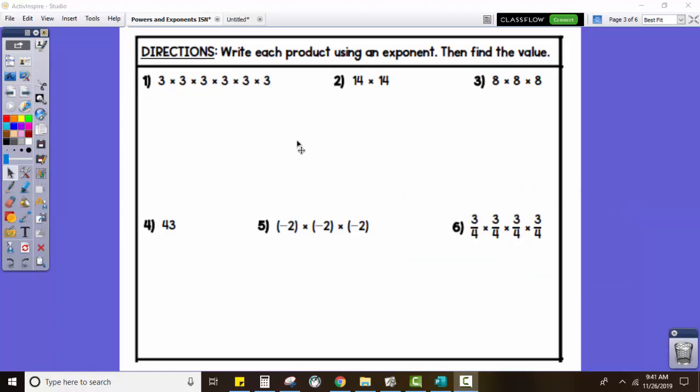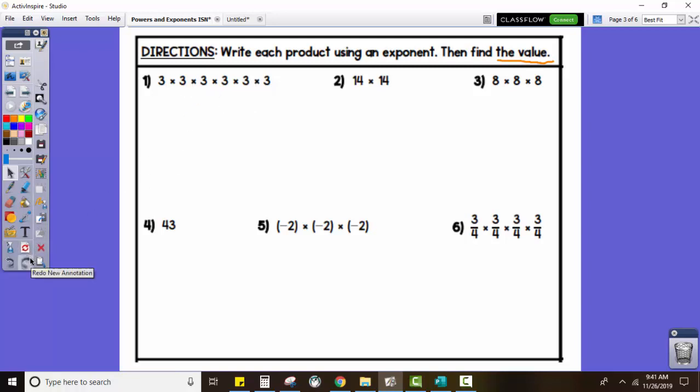Okay, now we're going to start to find the value of our powers. So the directions say to write each product using an exponent and then find the value. This could also be known as evaluating the expression here. So that's super important that you notice it says find the value.